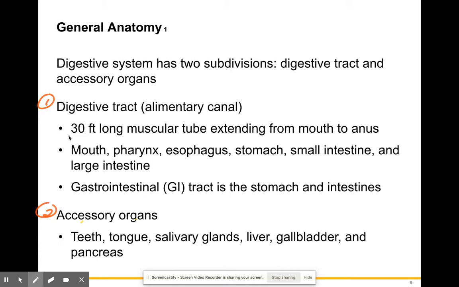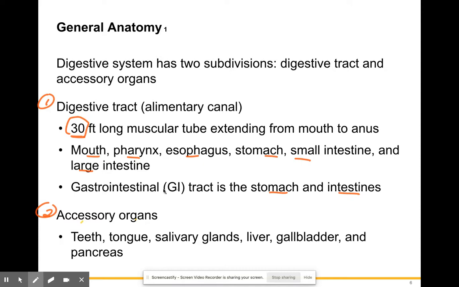Your mouth, your throat, your stomach, your small and large intestines are bent structures. They curve left, they curve right, they curve up, they curve down. So you can fit a ton of intestinal tissue into your gut, and the majority of this 30 feet is going to be intestine. There's about 25 feet of intestine out of the 30 total feet in the digestive tract. The organs that are present are the mouth, the pharynx, the esophagus, the stomach, small intestine, and large intestine. The gastrointestinal tract or the GI tract is just the stomach and the intestines.